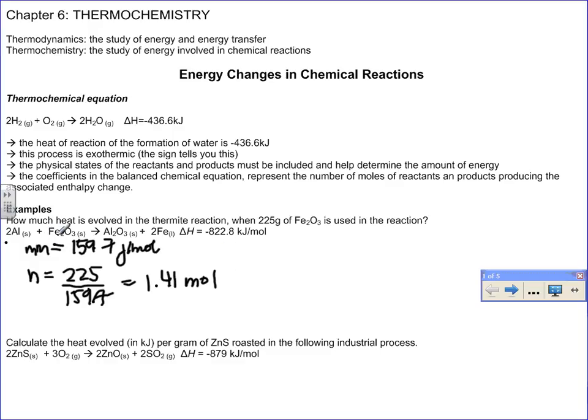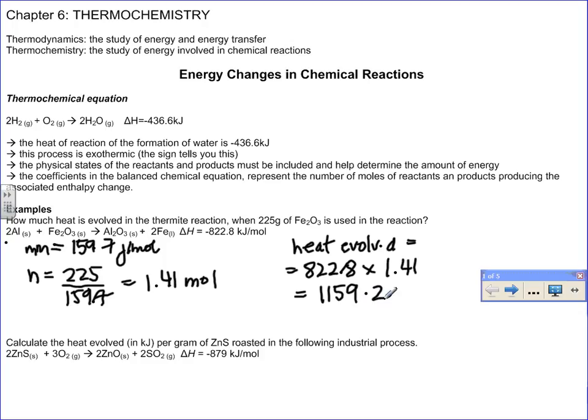If we look at the relationship, it's essentially a 1-to-1 ratio. For every 1 mole of iron oxide, we release this amount of energy. So if we're using 1.41 moles, then the heat evolved, or the energy released, is going to be equal to 822.8 times 1.41, which is equal to 1159.2 kilojoules.